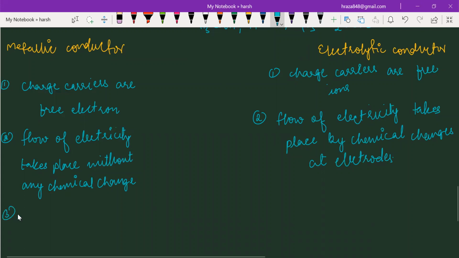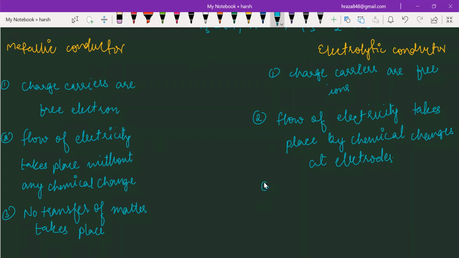And the third point we can write, no transfer of matter takes place. You have seen that if you pass current through iron, will there be any transfer of matter? Yes or no?